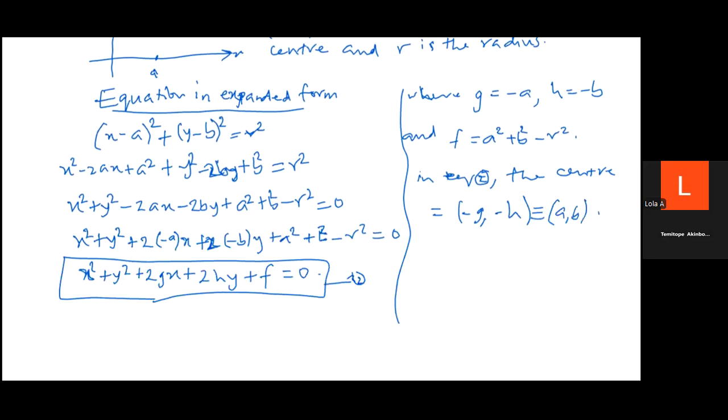So please write that. We will now see an example of how we can use this. Before the example, I'm going to give you a remark, but write that. Yes, sir.